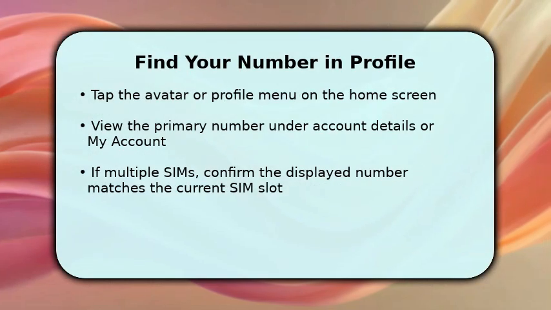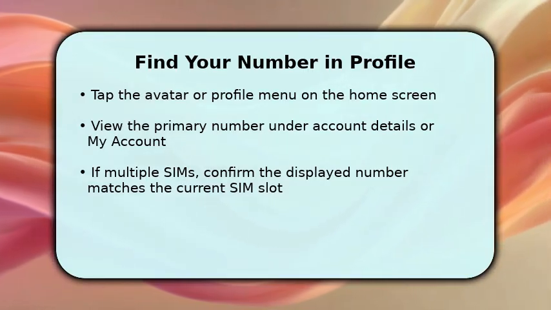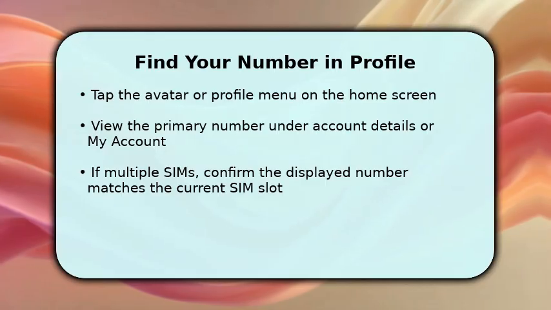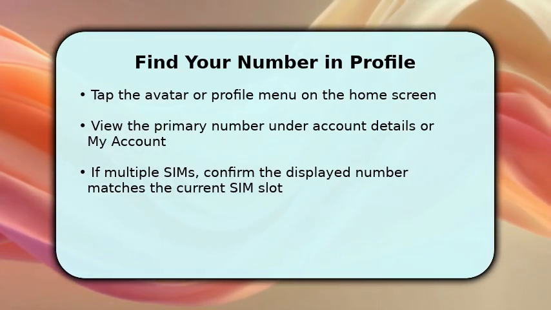Once signed in, tap your avatar or the account menu to open profile details. You'll see the registered Geo number listed under Account or My Account. This shows the active mobile number tied to that SIM.